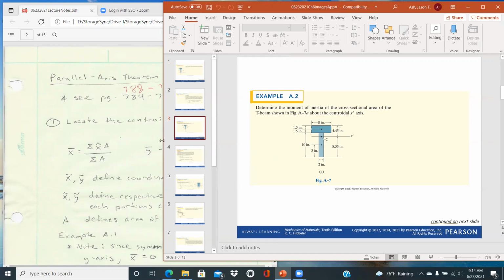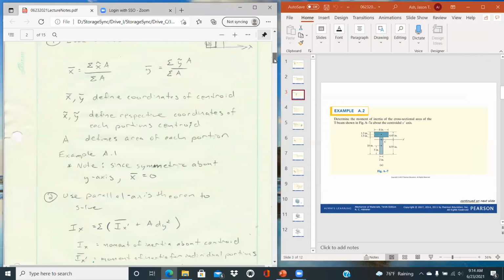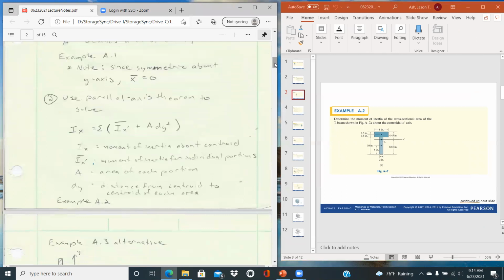Well, let's see. Then we'll kind of continue on. Then you can use the parallel axis theorem to solve what Ix is. And that's really just looking at the moment of inertia of each of the individual portions, plus the area of that portion, times the distance between the centroid and the centroid of each of the portions, that distance squared.